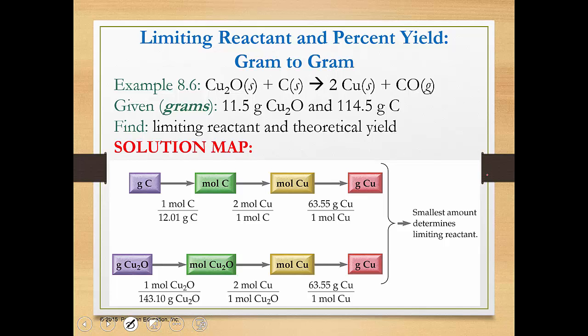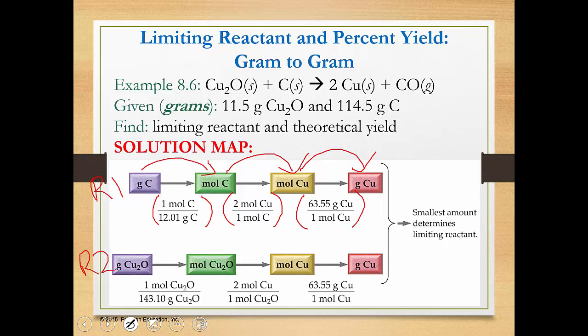Right, so here's our solution map again. Here's reactant number 1. We're going to start with the carbon in this case. So we go from grams of carbon to moles of carbon using molar mass from the periodic table. We go from moles of carbon to moles of copper using our balanced equation, and then moles of copper to grams of copper, again going to the periodic table.